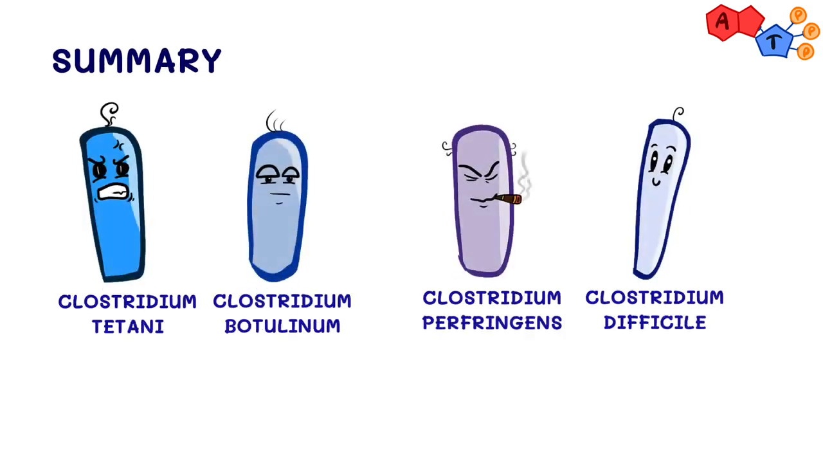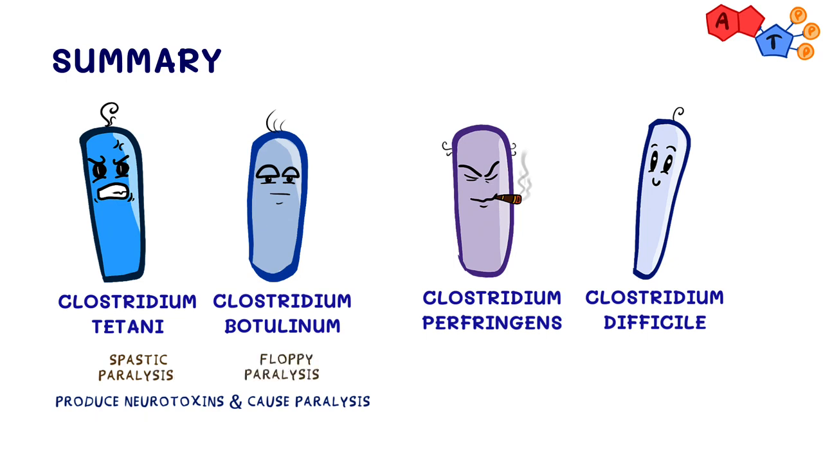Alright, to sum up, today we have talked about Clostridia family. It's a very dense topic, and now we're going to summarize the most important points. Clostridium tetani and Clostridium botulinum both produce neurotoxins and both cause paralysis. Clostridium tetani causes tetanic paralysis or spastic paralysis, while Clostridium botulinum causes floppy paralysis. Clostridium perfringens causes gas gangrene.